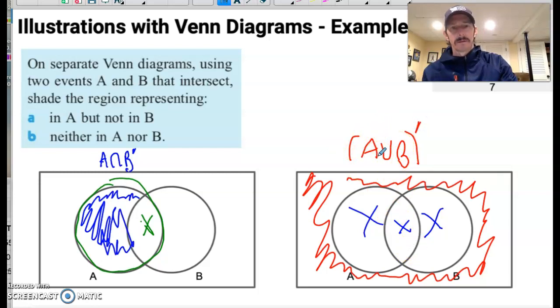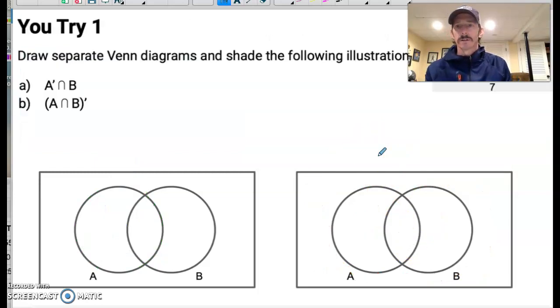All right, you're going to pause the video and you're going to do the same. I've given you the notation, and I want you to pause the video and then shade in the circles as they would be represented. All right, video is on paused.